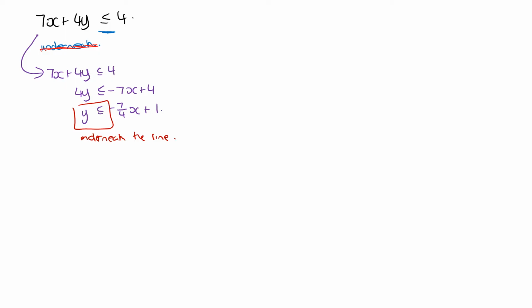Now I'm going to show, again, reasons why you don't just automatically read it from the constraint. So let's take another constraint that looks very, very similar to this one: 7x minus 4y is less than or equal to 4. Now, if you were just going with the assumption that the less than sign means underneath the line, I'm going to show you why that doesn't always work.